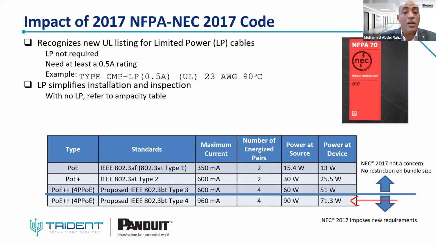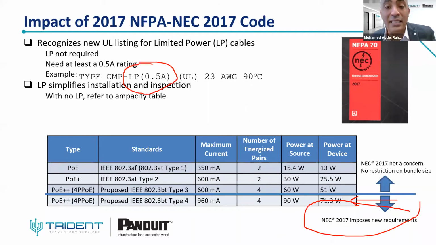So this is also a recommendation. It is optional, and you can use it starting from the PoE++ Type 4 to have the LP certificate. It can be mentioned here on the cable. You have LP 0.5, at least 0.5. It means that, as we said, in Type 4 PoE++, you are transmitting around 1 ampere in each pair, so you have 0.5 ampere in each conductor.